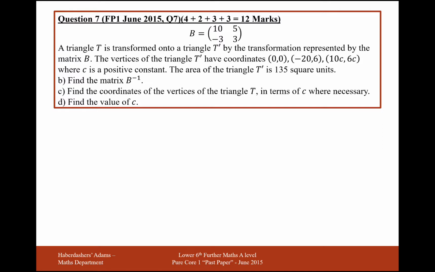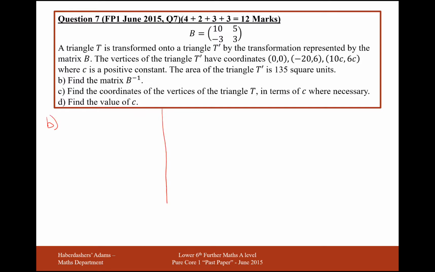B has a matrix 10, 5, minus 3, 3. The triangle T is transformed onto triangle T prime by the transformation represented by matrix B. The vertices of the triangle T prime are these coordinates here. The area of triangle T prime is 135 units squared. Find first of all the inverse of B.